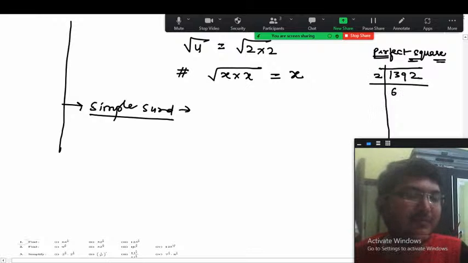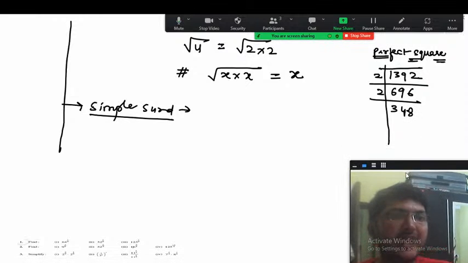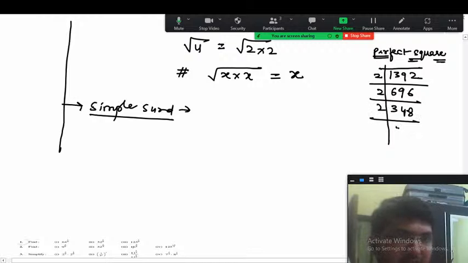2 times 6 is 12, and then you got 19. 2 times 9 is 18, and then it is 12. 2 6 is 12. Again you will divide it by 2. 2 3 is 6, 2 4 is 8, and 2 8 is 16. Again you will divide by 2, and you will get 2 times 1 is 2, and 2 7s are 14, and 2 4s are 8. Again you will divide by 2, 2 8s are 16, and 2 7s are 14. And now you can divide it by 3. 3 2s are 6, and 3 9s are 27.